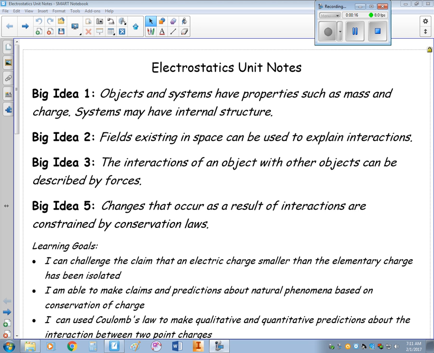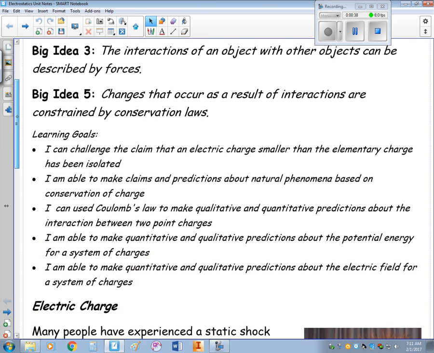Idea 2: fields existing in space can be used to explain interactions. Idea 3: the interaction of an object with other objects can be described by forces. And idea 5: changes that occur as a result of the interactions are constrained by conservation laws. So these are all big ideas we've seen before. We're just going to apply them to things that have electric charge.